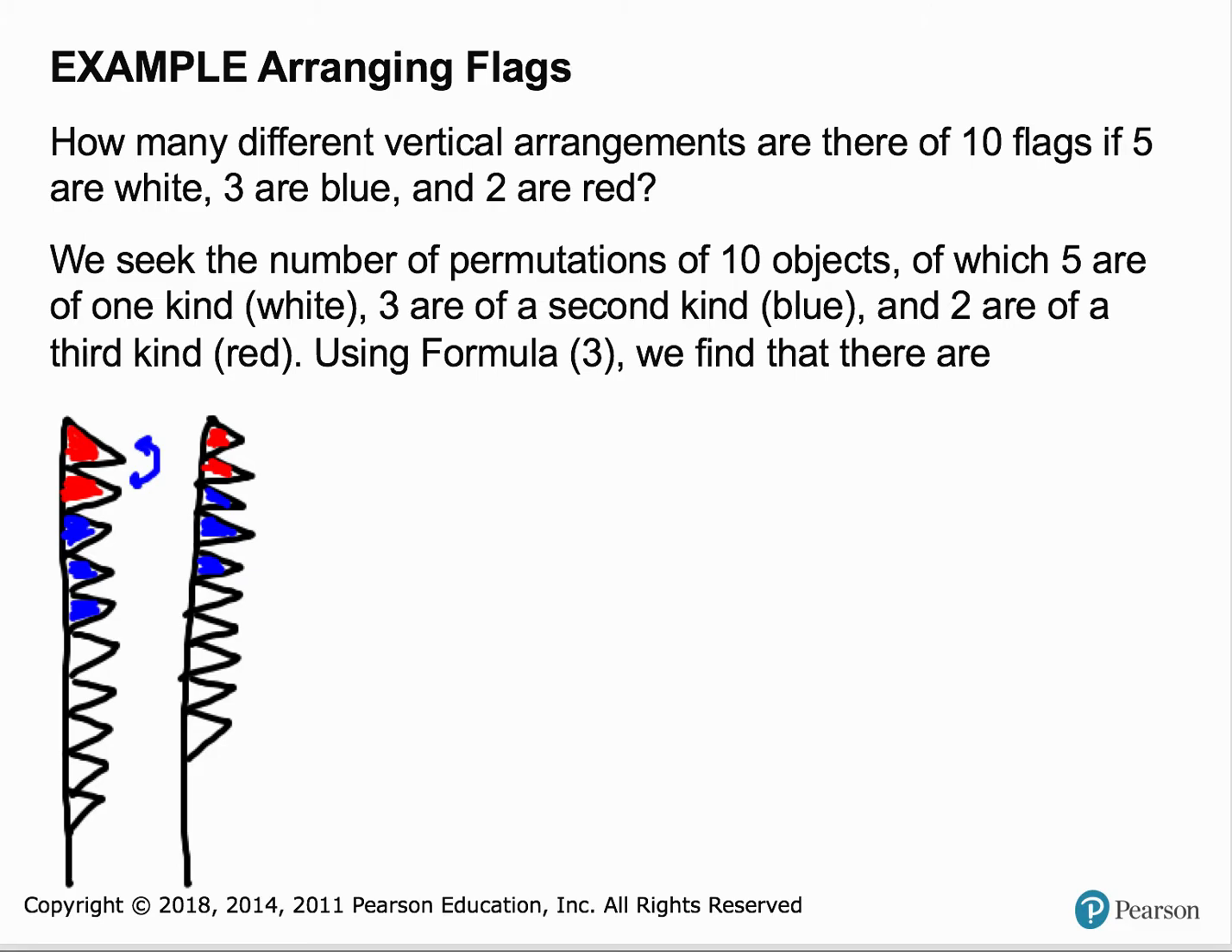So our formula is, we seek the number of permutations of 10 objects. 5 are white, 5 are the same. 3 are blue, 3 are the same. And 2 are red. Now, one way to double check this formula is if I add these numbers down here, they better add up to this number on top. Don't forget when I enter that in my calculator, I need parentheses around it.